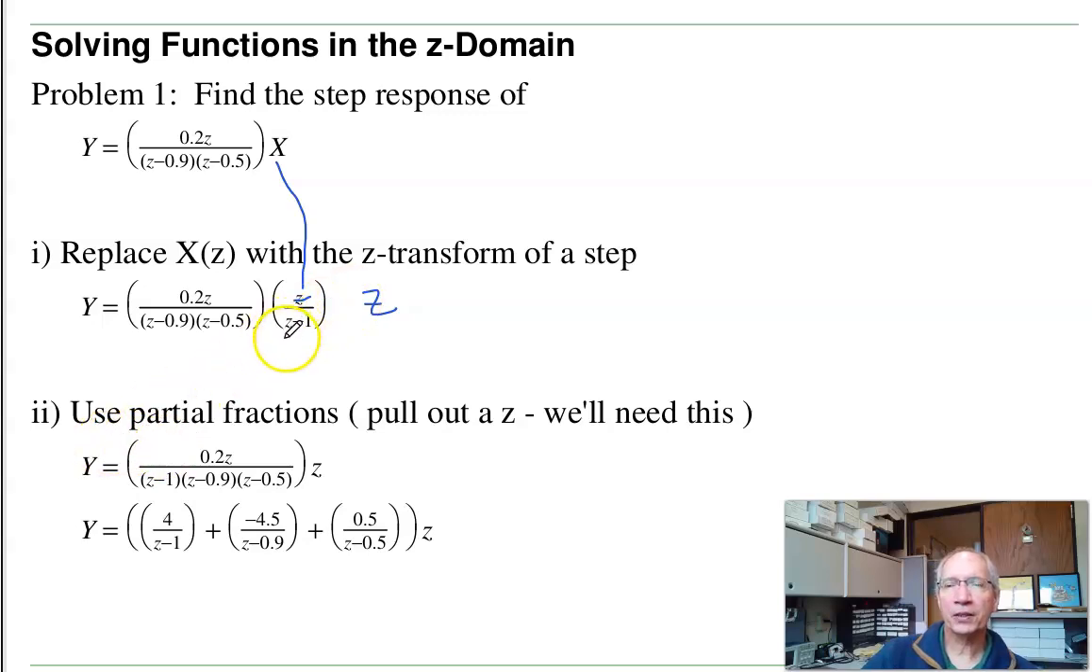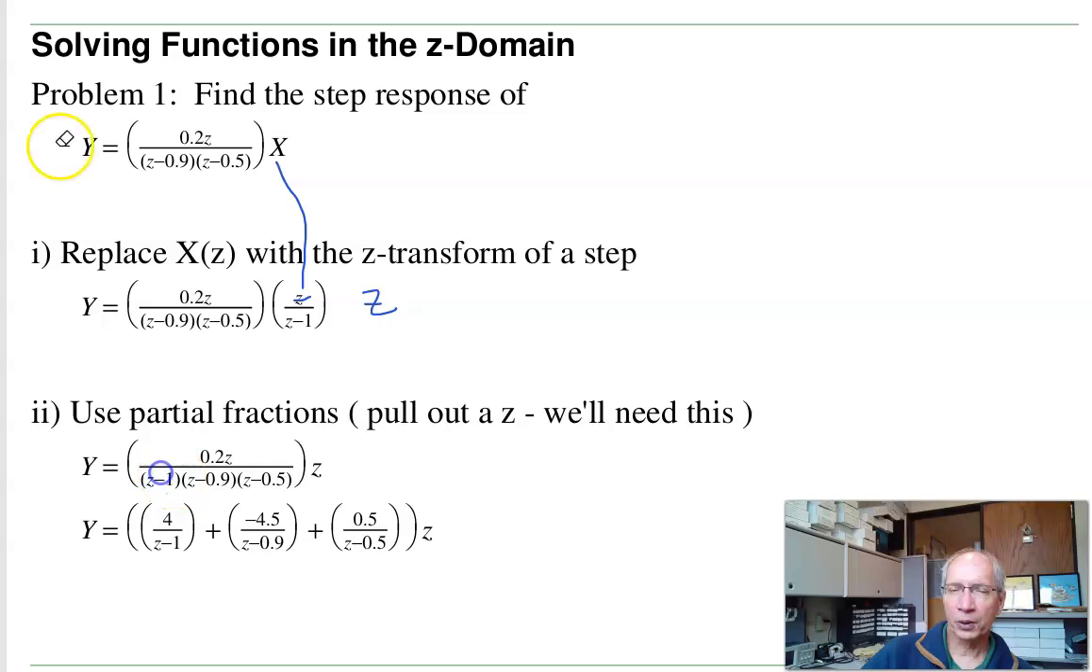With partial fractions, I know there are going to be three terms: something over z minus 1, something over z minus 0.9, something over z minus 0.5. To find the terms, use the cover-up method. To find the term over z minus 1, cover up this term, analyze at z equals 1, I get 4.